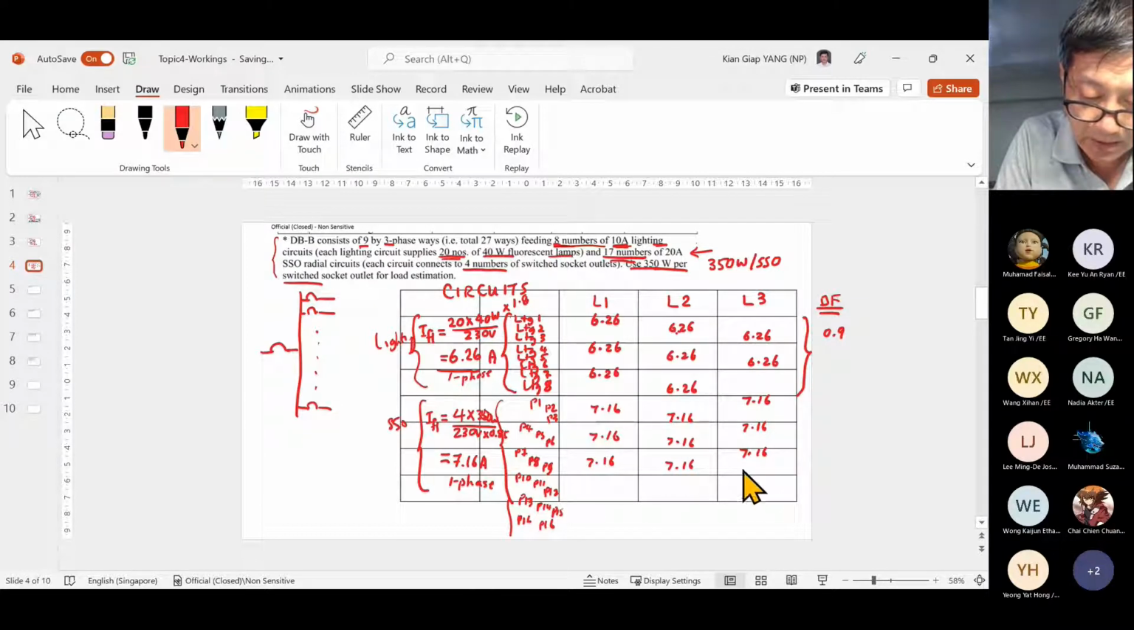This one looks very tedious, right? But I have a quick way out, a lazy way out. So what is a lazy way out? Can you count how many circuits will be in each of these or not?